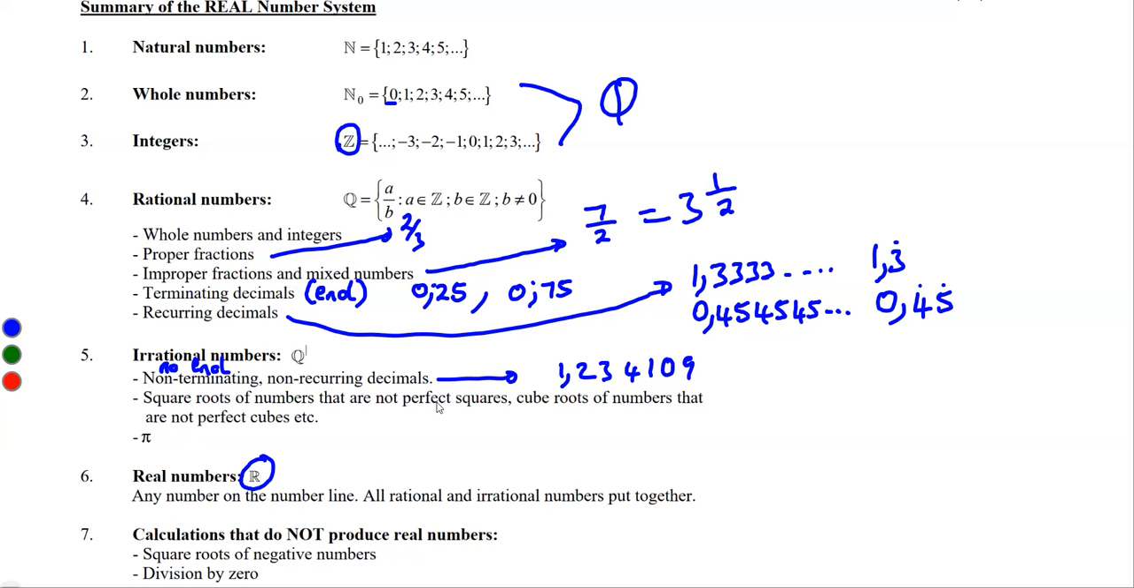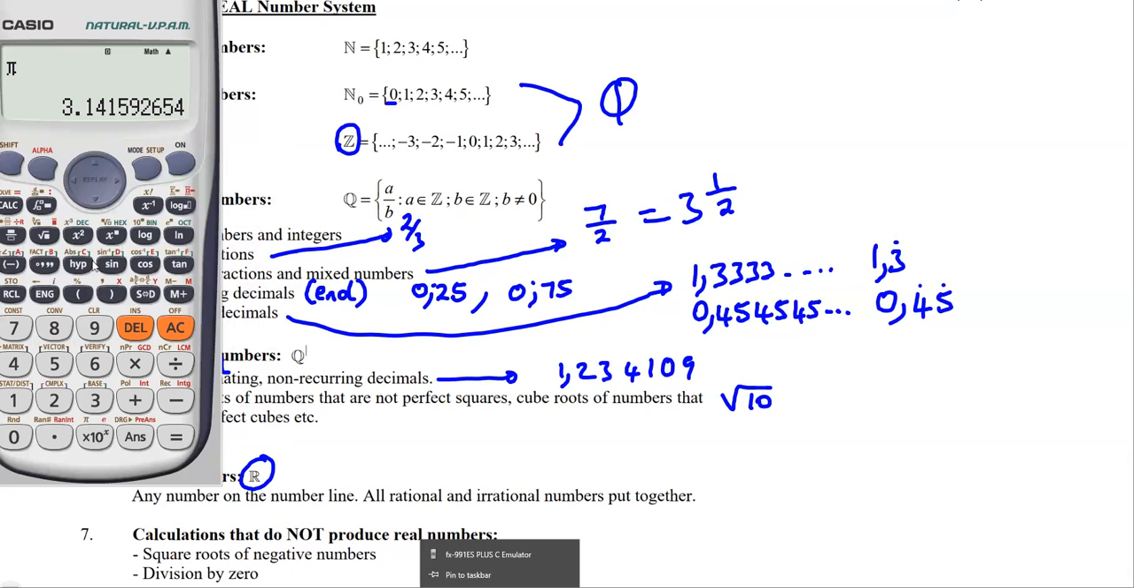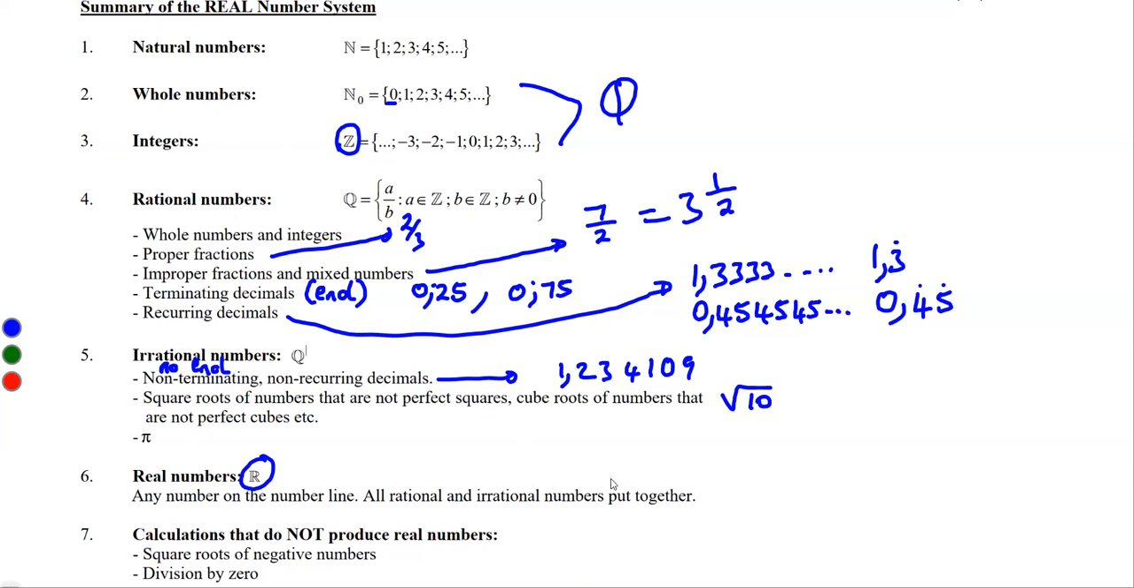Square roots of numbers that are not perfect squares, and cube roots, are irrational. For example, the square root of 10. If you punch the square root of 10 into your calculator, you get something that does not end and doesn't follow any pattern. Pi is also part of the irrational numbers.